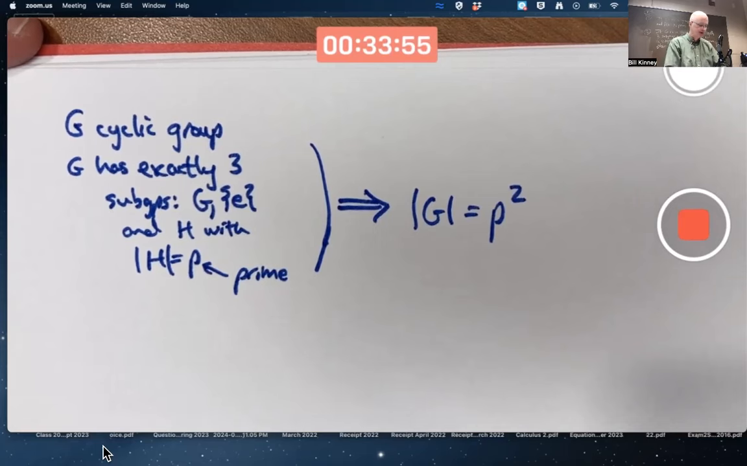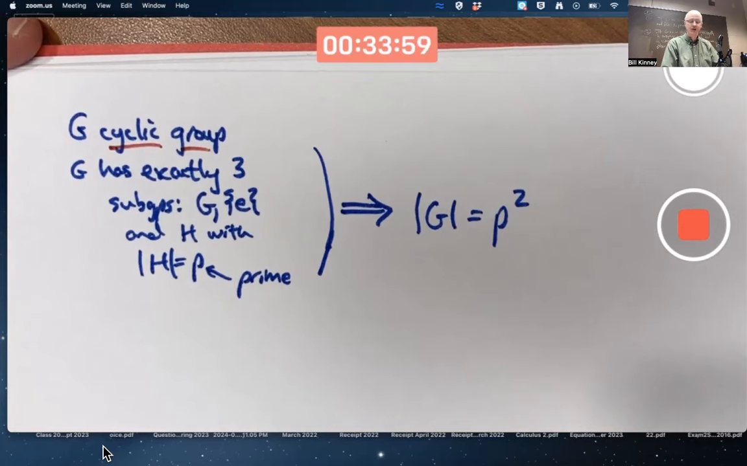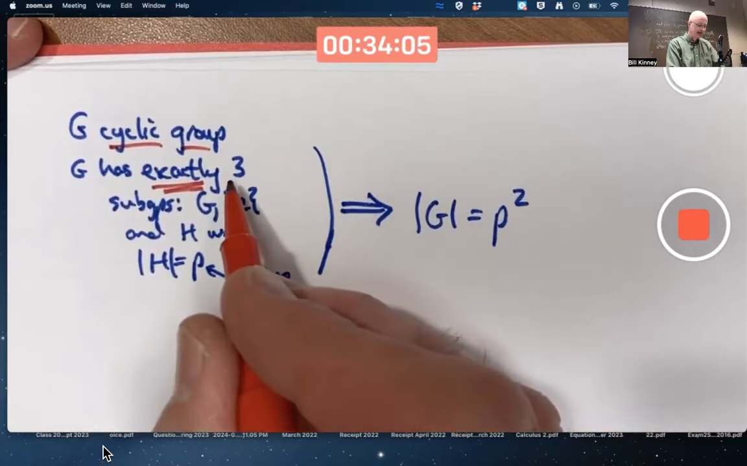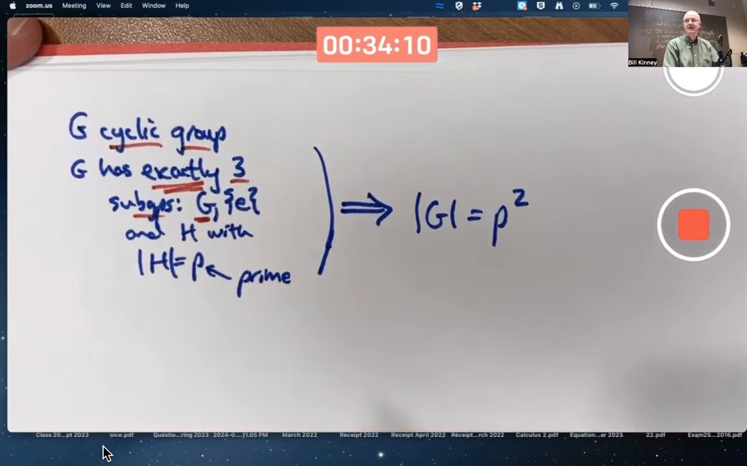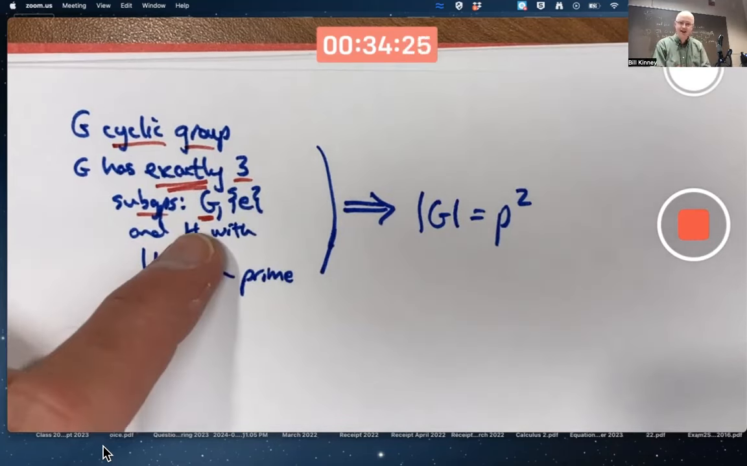In this problem, we're assuming that G is a cyclic group, so it's got a generator. And we're also assuming G has exactly 3 subgroups. The entire subgroup G itself, any group is a subgroup of itself. A non-proper subgroup. We say H is a proper subgroup of G if H is a subgroup that doesn't equal all of G, but here that does equal all of G.